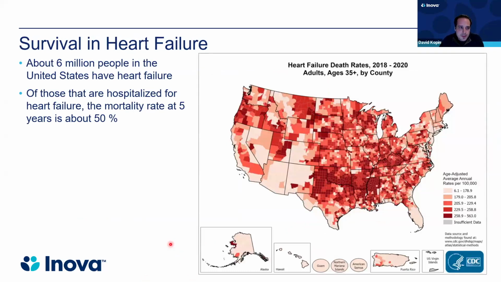So heart failure is prevalent. There are about 6 million people right now living with heart failure in the United States. And heart failure is a very serious disease. The mortality rate, or the percent of people that are not alive at 5 years after a diagnosis of heart failure, or more specifically being hospitalized for heart failure, is about 50%. Here's a map from the CDC looking at the age-adjusted average annual rates of heart failure, dark red being higher rates of heart failure. You can see there's a big concentration of heart failure here in the South and Oklahoma, Louisiana, Arkansas, Mississippi. But a very prevalent disease, a very important disease, and a disease that we have a lot of therapies for.